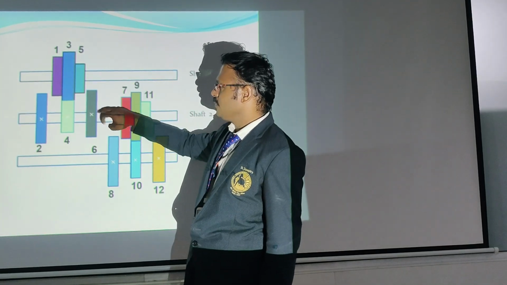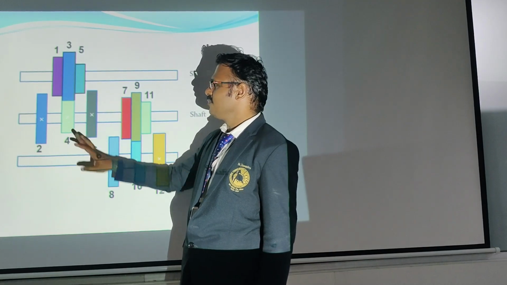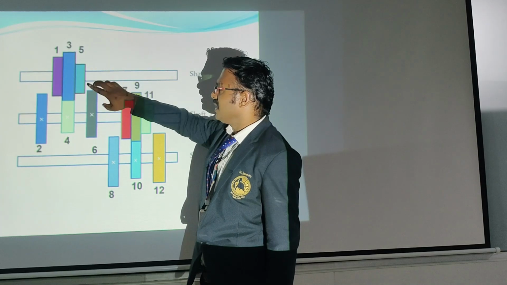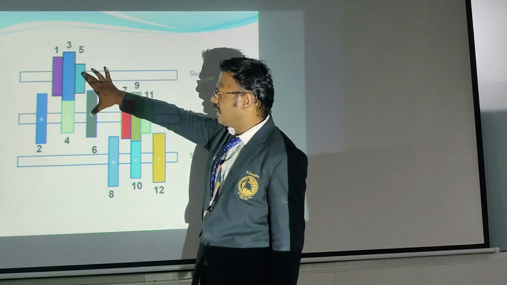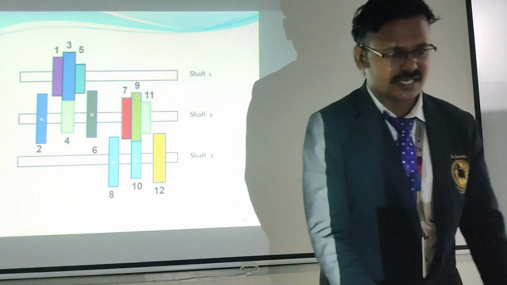5, 6 we need to take as a first pair, 1 to 2 as a second pair, 3, 4 as a third pair. So now for first pair I am taking in first stage, first pair I am taking 5 and 6. For 5 and 6 I need to choose the corresponding speeds.